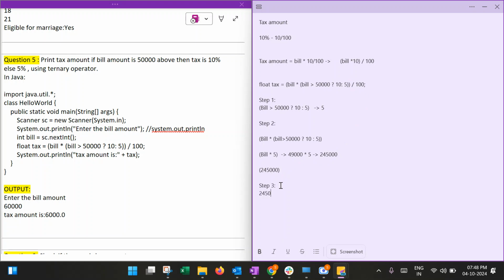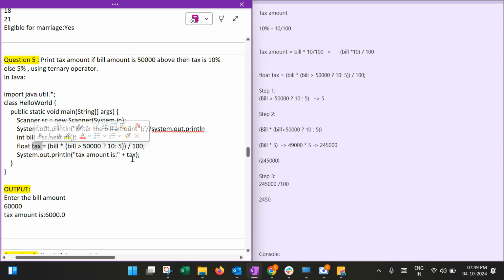2 lakh 45,000 by 100. So what is the amount? 2450. So this is the tax amount. It will go to this float variable, and it will print here.